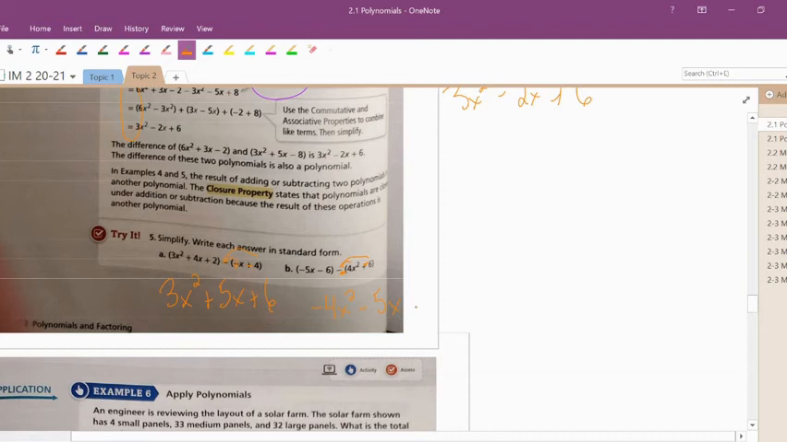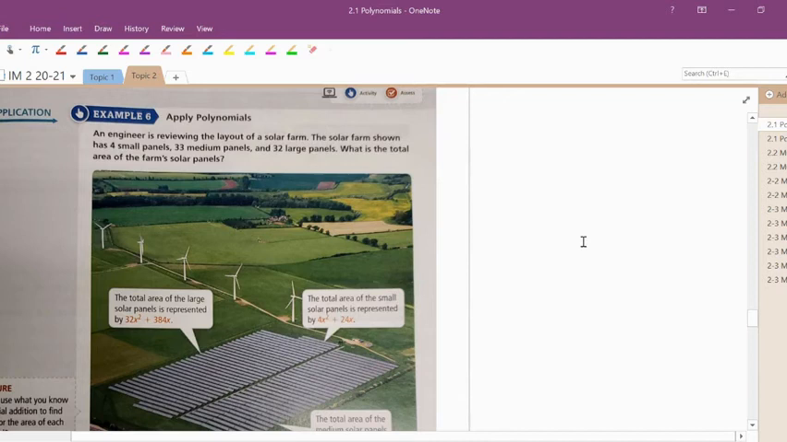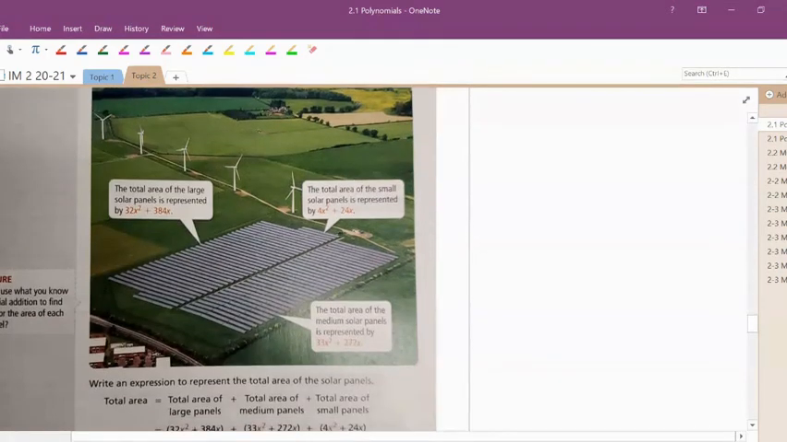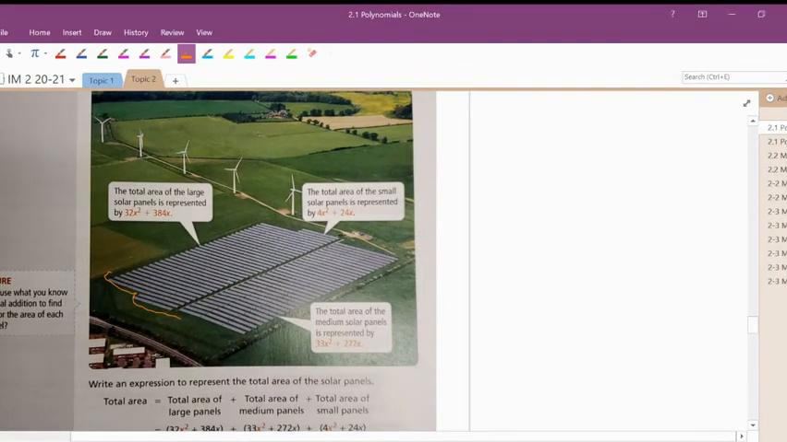Now, an engineer is reviewing the layout of a solar farm. The solar farm shown has 4 small panels, 33 medium panels, and 32 large panels. What is the total area of the farm's solar panels? Well, the area of the solar panels is this whole thing.